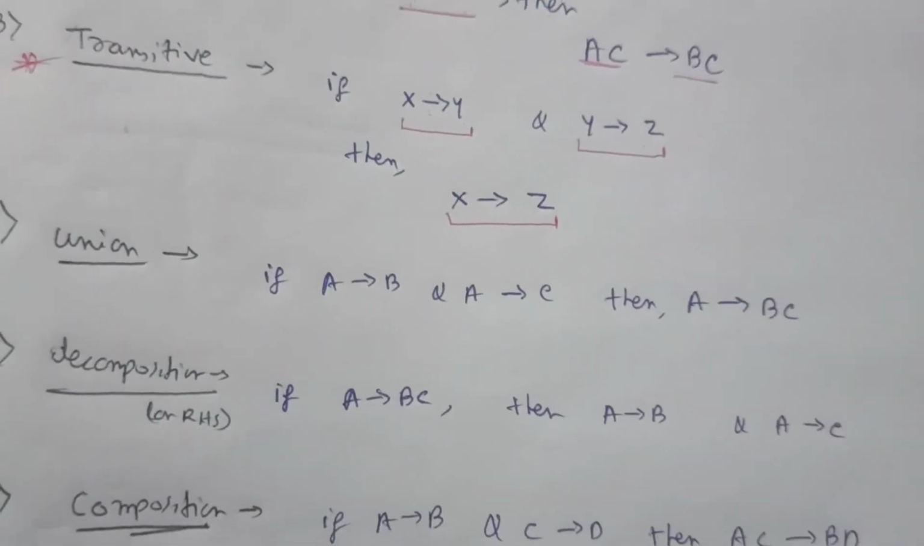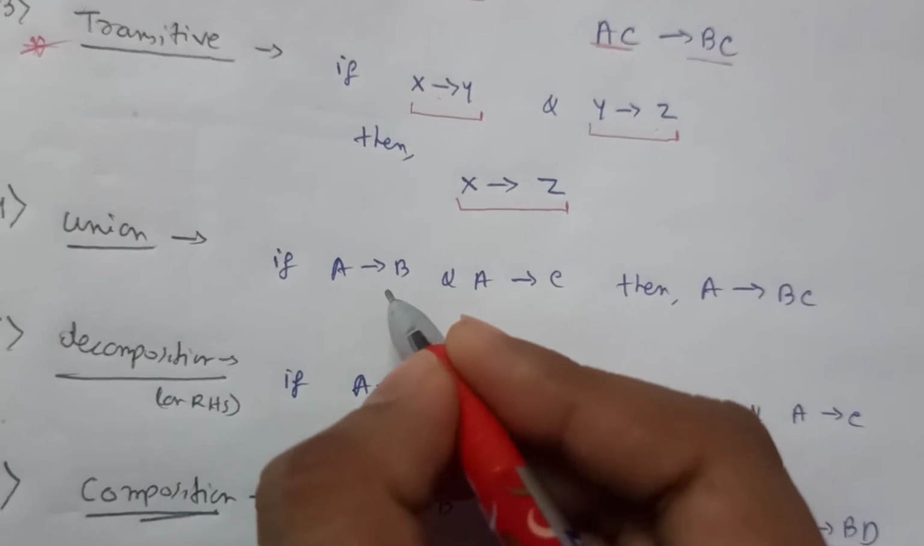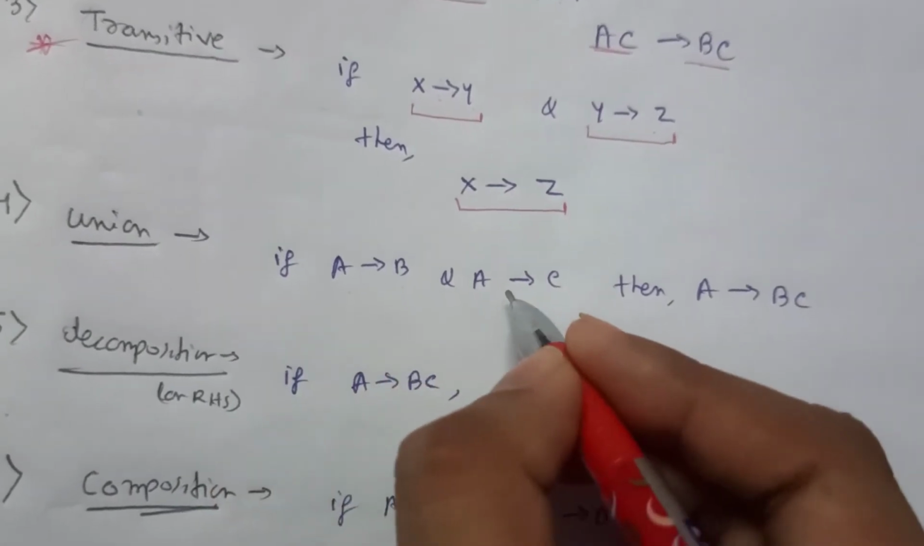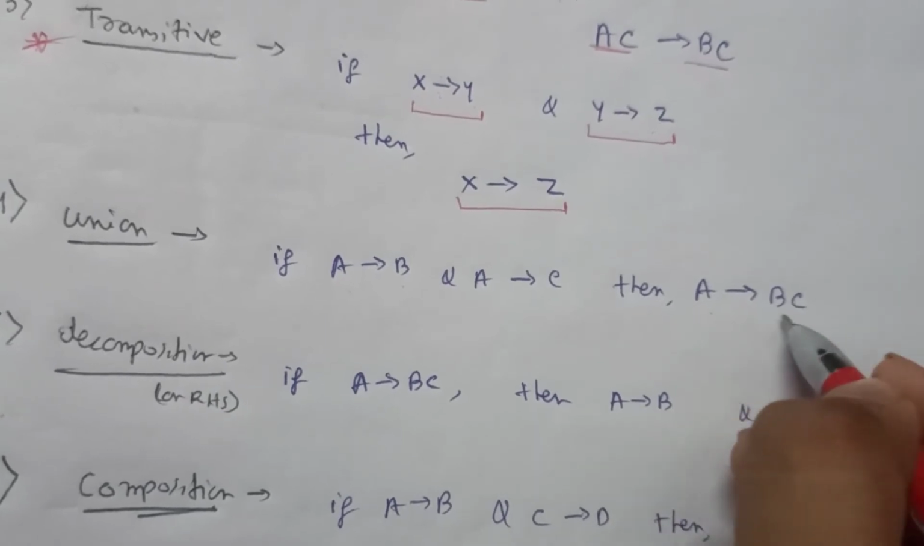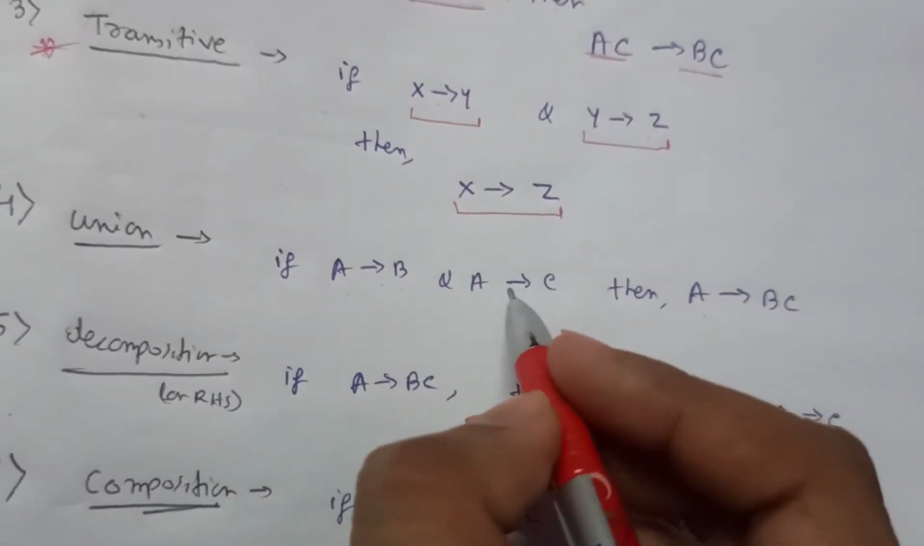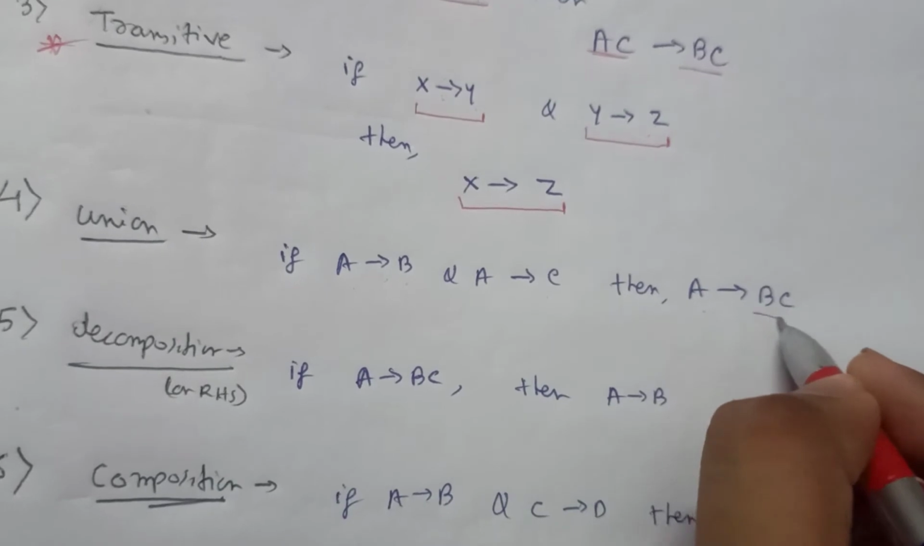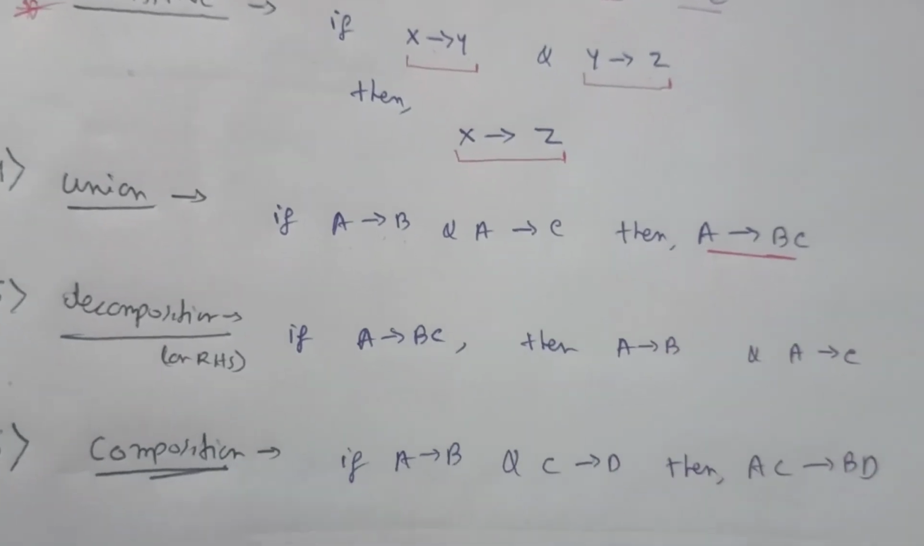Let's move towards our next property, union. If A can determine B and A can determine C, then we can say that A can determine both B and C together. So if A can determine B and C, then A can determine BC also. That is the union property.